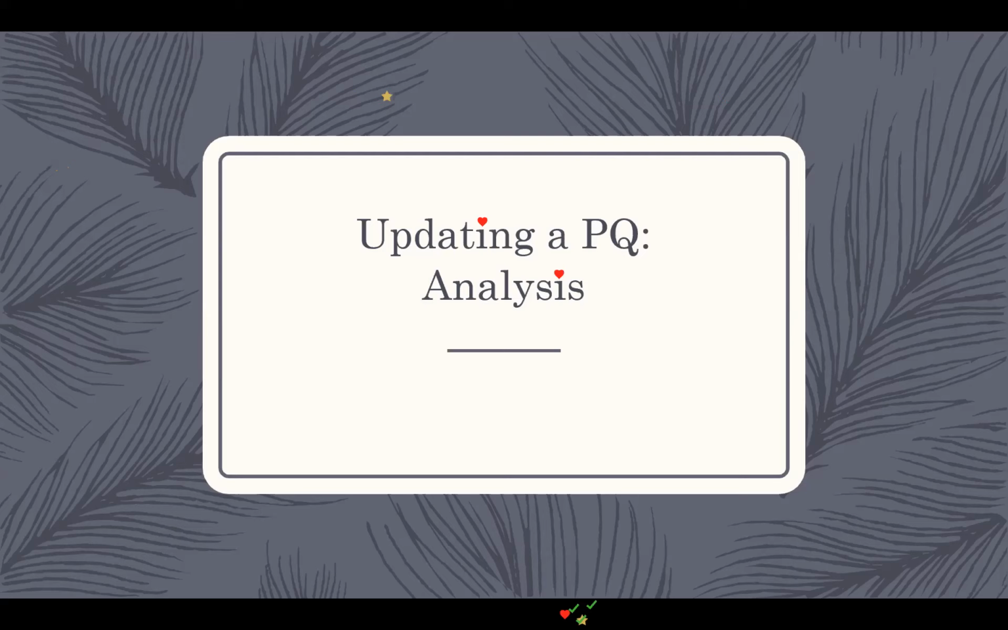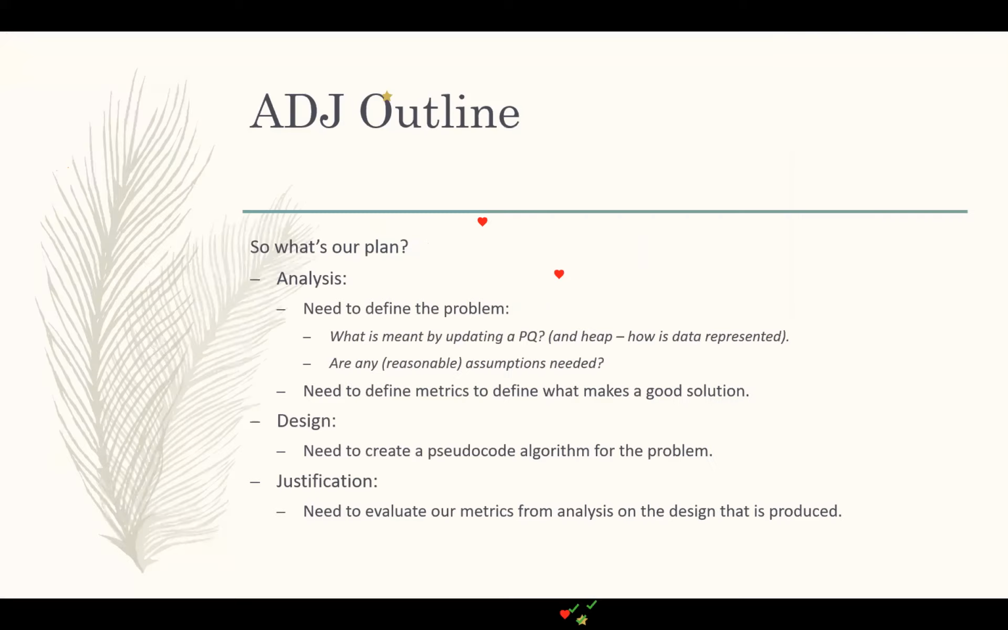Let's start off with analysis. We always have to do things in the right order. So start with analysis. Things that we need to do are basically to better define the problem. So what is meant by updating a priority queue? Do I need to make any assumptions? What are the metrics? This is all standard stuff. These bullet points are coming from what we talked about earlier: define the problem, define the metrics, understand your problem. Then once we're done with that, we need to create some pseudocode for the algorithm, and then we need to justify that whatever metrics we pick are indeed things that our algorithm satisfies, that it meets. We need to have all of these things.